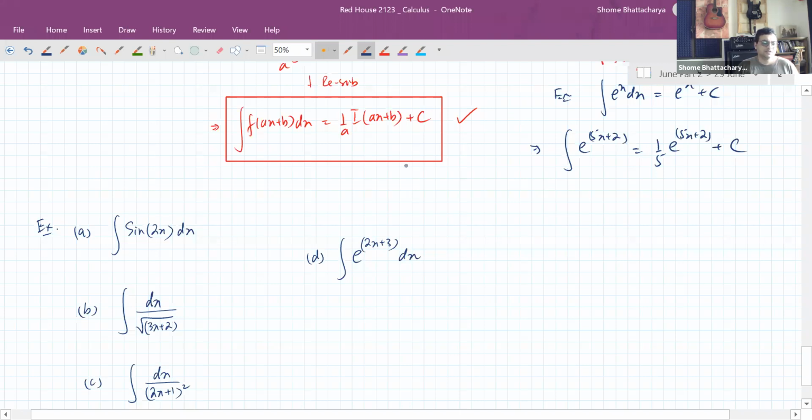Okay, so this is all very simple. As you can see, you have to just do the substitution, or not even the substitution, you have to just apply the above formula. So just work these out. I'll put up the answers in a minute.